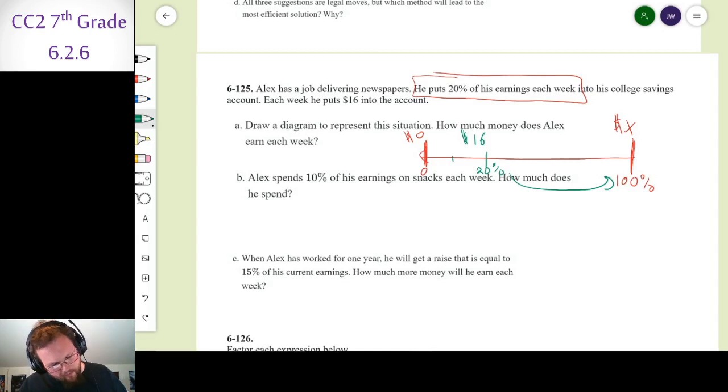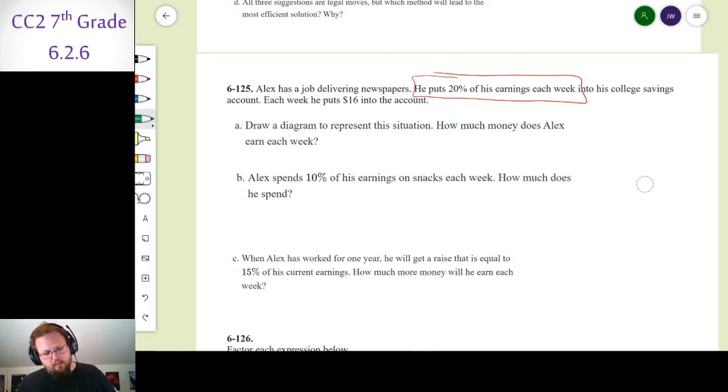And you're like, oh, well, half of that is 10%. Half of 16 is $8. And then how many 10s are there in 100? You just times that by 10. So there's a few different ways to get this. This diagram is actually helpful, even though I suggest not doing that sometimes.